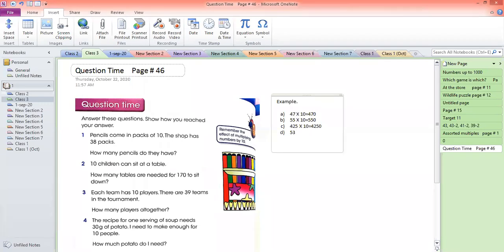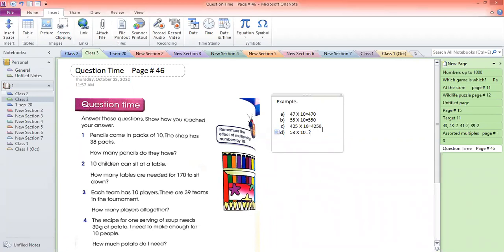And if I ask you 53 multiplied by 10, can you tell me 53 multiplied by 10? 530. Very good. 530 is the answer, because what's the technique we learned?